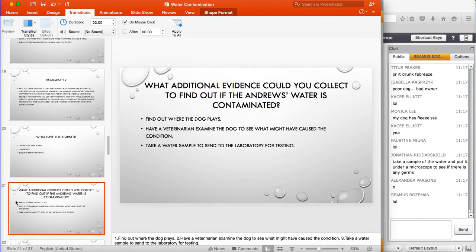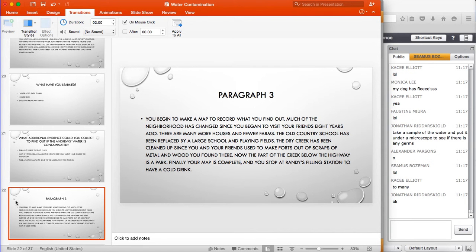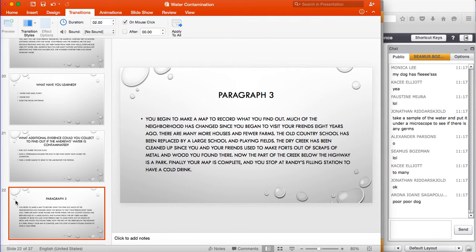Very good. Awesome. Paragraph 3. There's a lot of paragraphs in this story, but I'm building a picture for you to give you folks some context as to what we tested when we were doing our lab. Cool? All right. You begin to make a map and record what you find out.